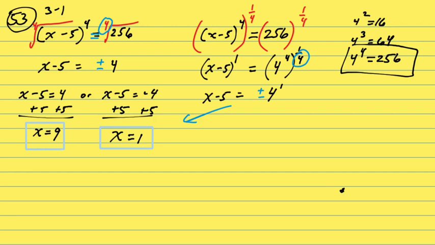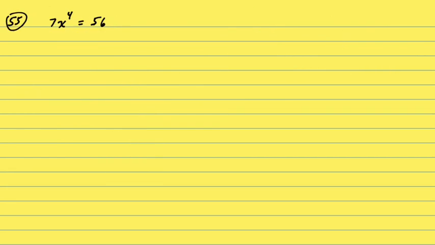Let's take a look also at 55, I guess. Trying to isolate the variable, the opposite of multiplying by 7 would be to divide by 7. So that gives me x to the fourth equals, I believe that's an 8. So I have to get rid of the fourth power by doing the fourth root. If I do the fourth root of one side, I have to do the fourth root of the other side.